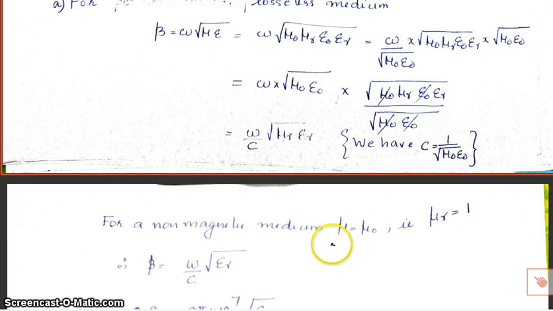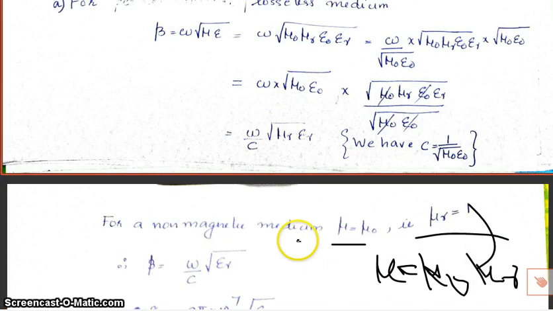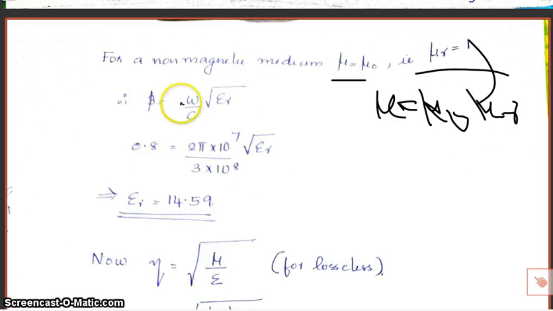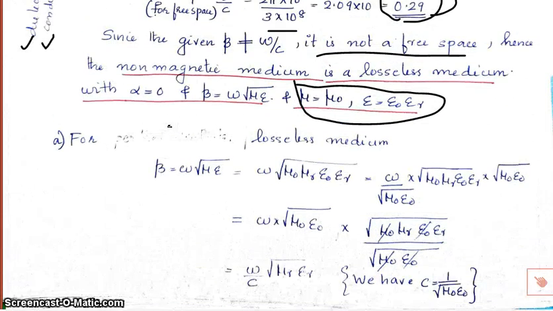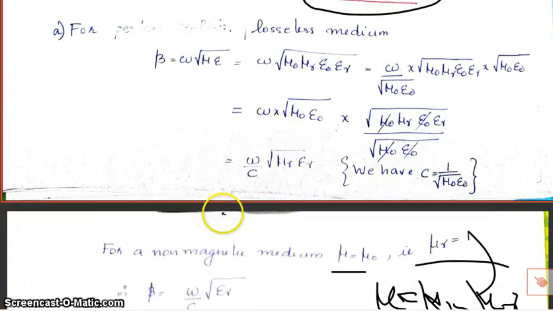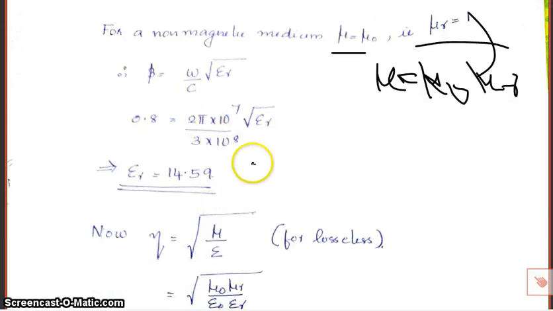Now I told you that for a non-magnetic medium, mu is equal to mu 0. If mu is equal to mu 0, then mu r will be equal to 1, because mu is equal to mu 0 mu r. So we can substitute mu r equal to 1, and finally beta is equal to omega by c into square root of epsilon r. You know the value of beta, it is 0.8. Then from omega and c, you will find the value of epsilon r.